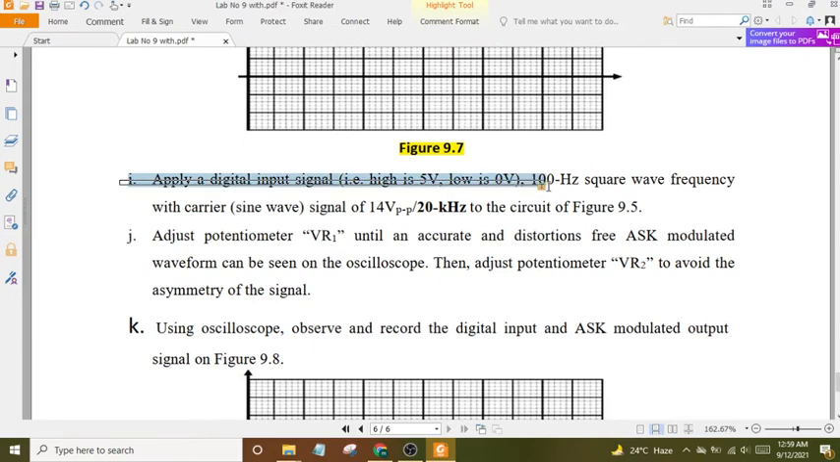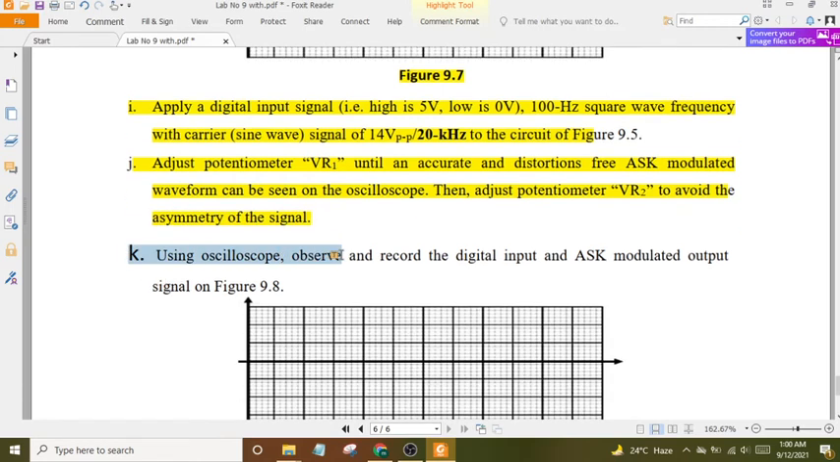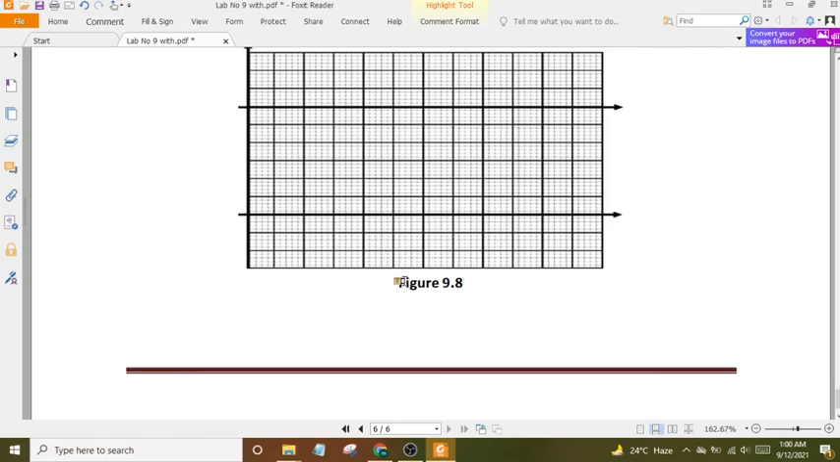I. Apply a digital input signal, i.e. highest 5V, lowest 0V, 100 Hz square wave frequency, with a carrier sine wave signal of 14 Vpp, 20 kHz to the circuit of Figure 9.5. J. Adjust potentiometer VR1 until an accurate and distortion-free BASK modulated waveform can be seen on the oscilloscope. Then adjust potentiometer VR2 to avoid the asymmetry of the output signal. K. Using the oscilloscope, observe and record the digital input and BASK modulated output signal in Figure 9.8.